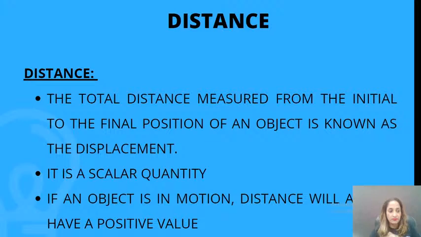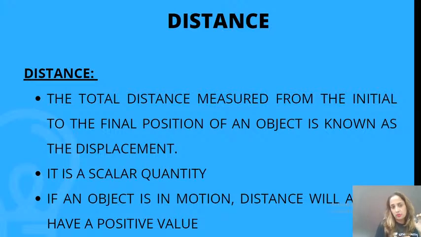No direction. And if an object is in motion, distance will always have a positive value. Guys, if something is moving, let's understand this. Many of you get confused: distance is always a positive number. Distance can never be negative. Distance can never be zero if the object is moving. How can distance be zero?